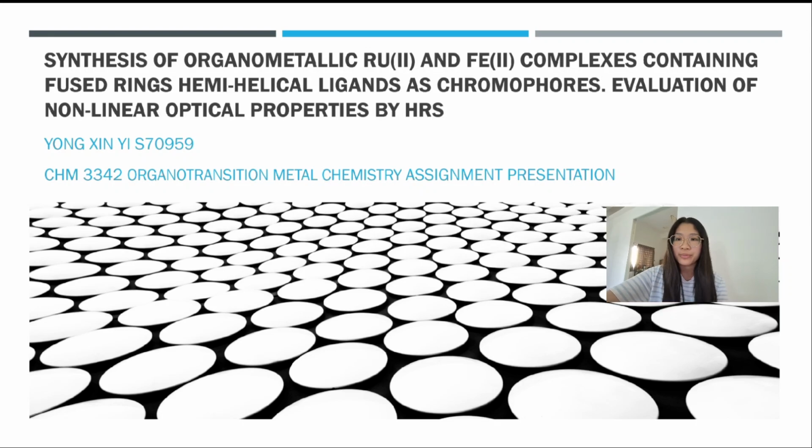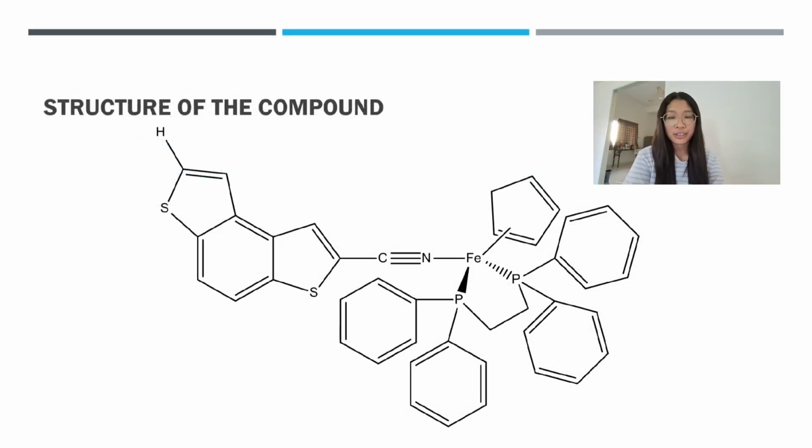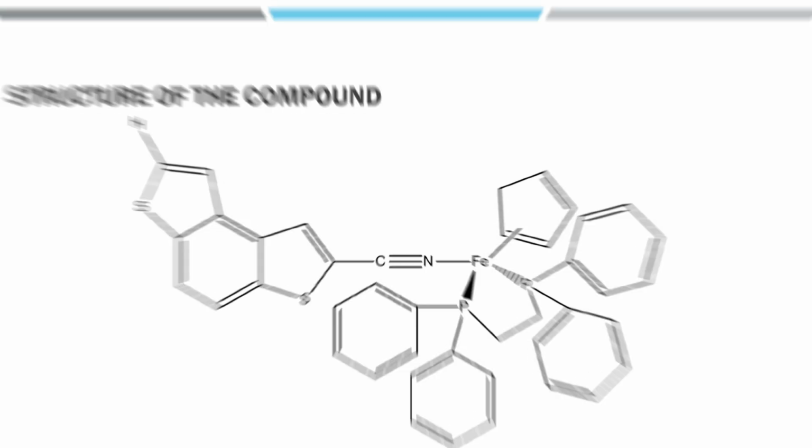Today I'm going to present my chosen journal for the organometallic compound chemistry assignment, which is the synthesis of organometallic ruthenium(II) and iron(II) complexes containing fused-ring hemihelical ligands as chromophores, and evaluations of nonlinear optical (NLO) properties by HRS. So this is the structure of my compound in the selected journal. The metal center is an iron atom and it has 3 ligands.